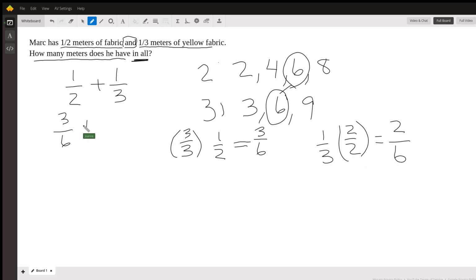So I'm going to take 3/6. I'm now going to add that 2/6 to it. Together, I would get 5/6. Our units that we had were meters. These were both in meters. So I have 5/6 meters of fabric. So there you go. That is the answer to this question.